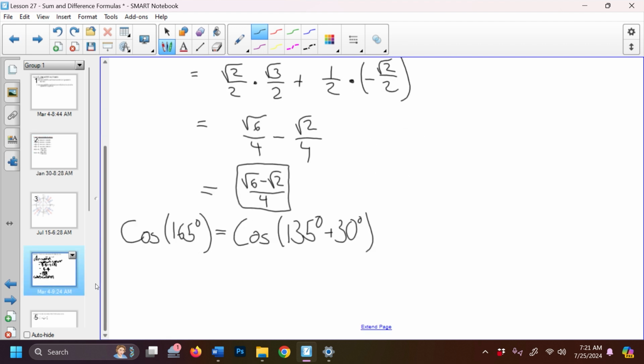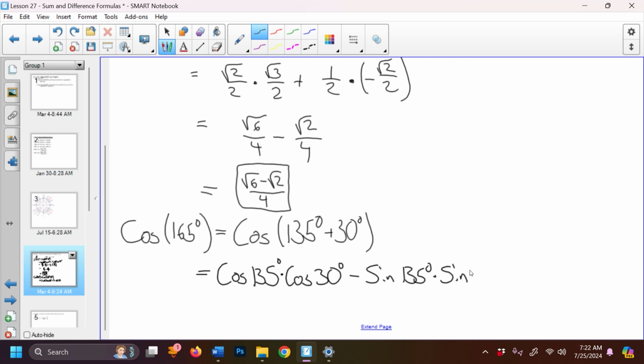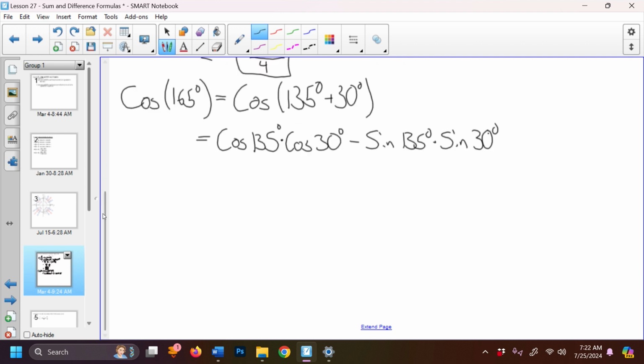And so we can plug those values in. So I have the cosine of 135 times the cosine of 30, both degrees, minus the sine of 135 degrees times the sine of 30 degrees. And we've made all those calculations already.